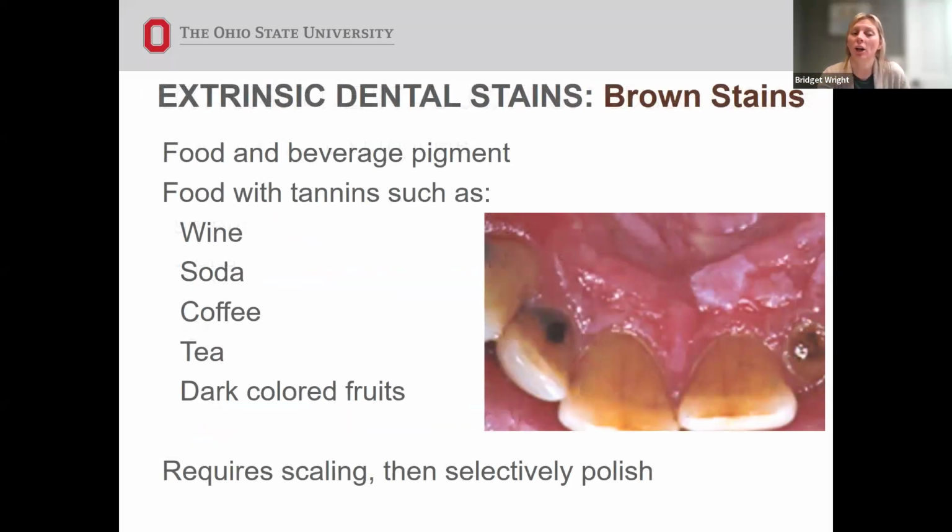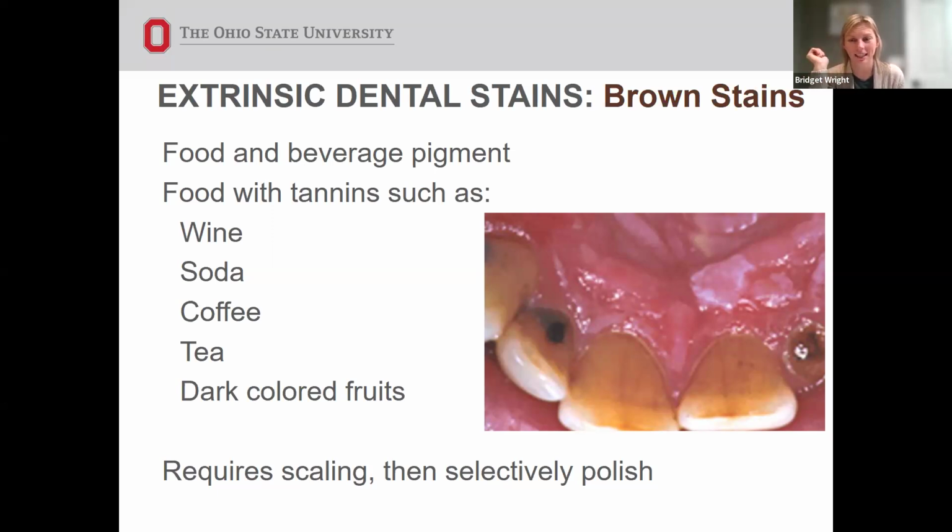All right, moving on to more extrinsic stainings, but this is the brown staining. This is often related to food or beverages that we eat. So think dark wines, dark berries, like blueberries, blackberries. My kids are kind of bad about this because they eat so many berries, even more so than me, but I love a good berry.